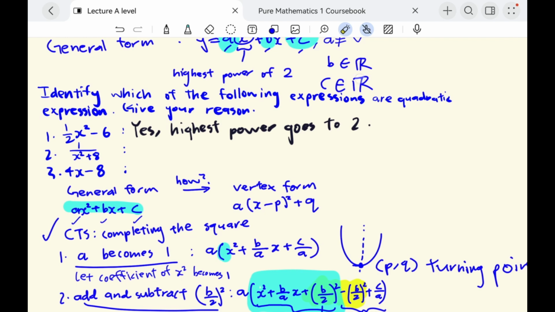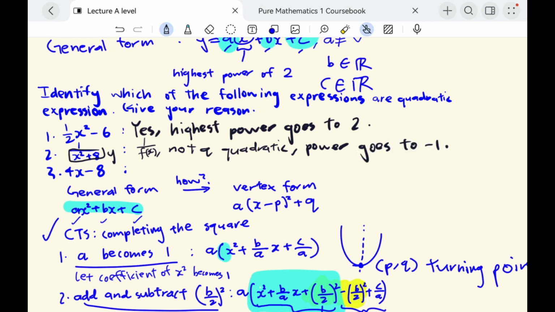What is the reason? It's simple. Because imagine if you let this become the y. Let's represent the x squared plus 8 as your f(x) of y, and you can see that 1 over f(x) is obviously not a quadratic because the power of the function is only -1. Not 2, because the 2 is already inside the reciprocal. The x squared plus 8 is under the denominator as a reciprocal.